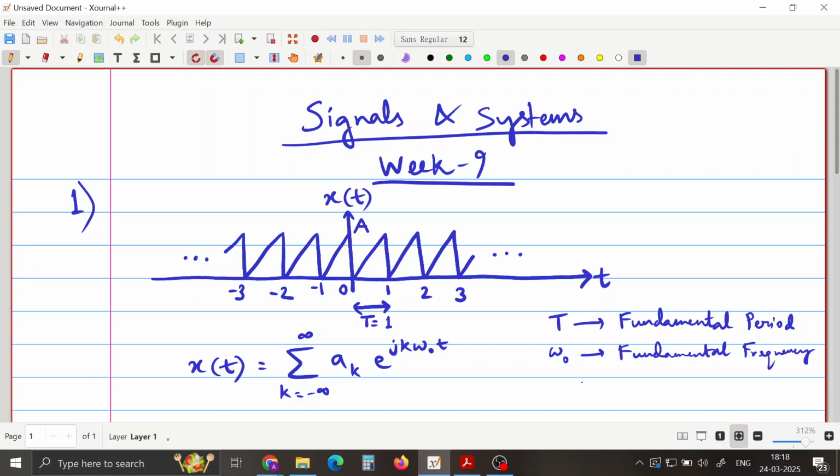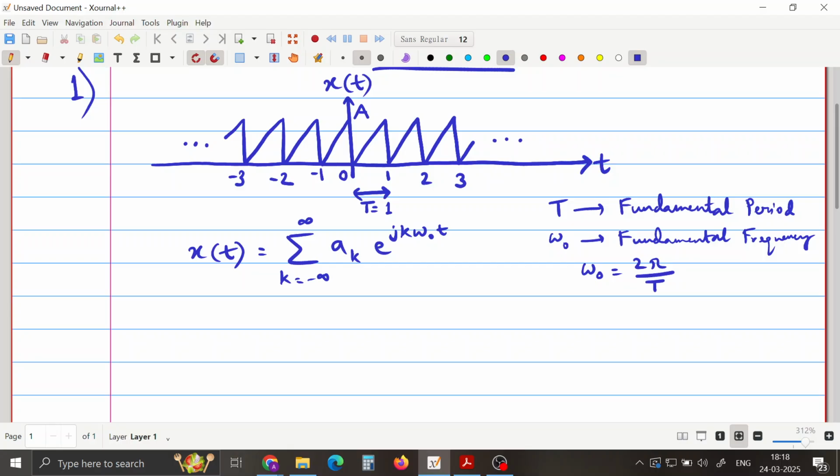And how are these two quantities related? Omega naught is basically equal to 2 pi by capital T. This is the relation. We know this. So in this case capital T is 1, and omega naught can also be obtained from capital T. So omega naught is 2 pi by capital T, and capital T is 1 here, so omega naught is 2 pi. Okay, so if let's say the time is in seconds, so the period is 1 second, and omega naught would be 2 pi radians per second. Okay, that would be the unit.